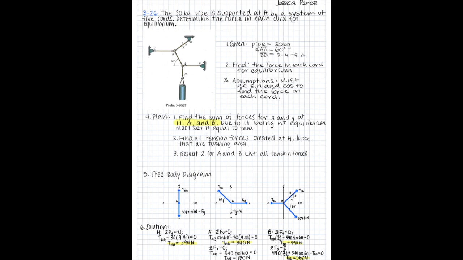So the problem states, the 23 kilogram pipe is supported at A by a system of 5 cords. Determine the force in each cord for the equilibrium.